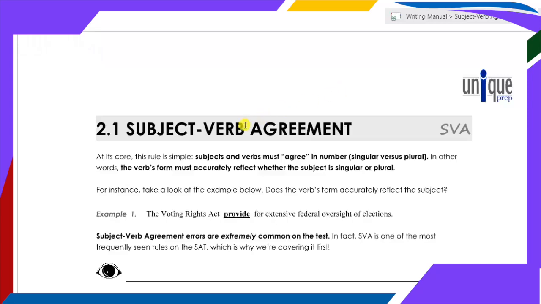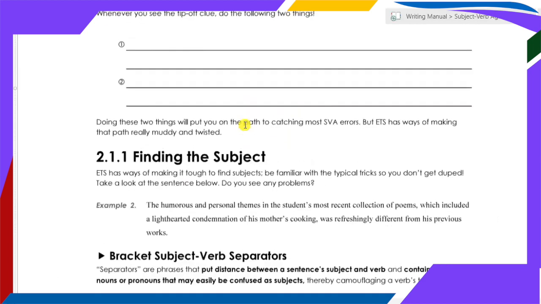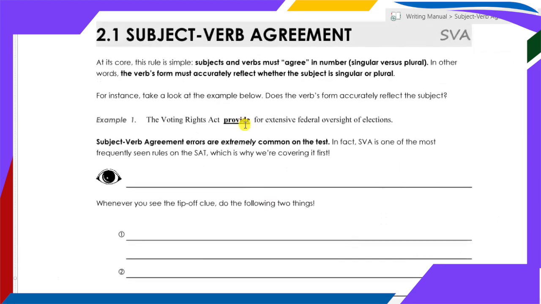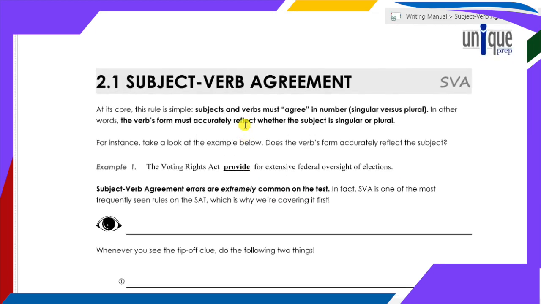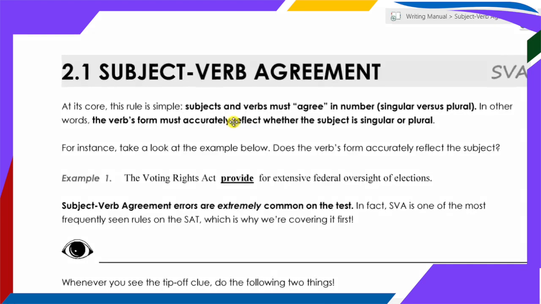First writing grammar rule. This is page 13 of the writing manual. Subject-verb agreement is by far one of our most important writing grammar rules because it is one of the most common rules that shows up on the test. So first of all, what is subject-verb agreement?